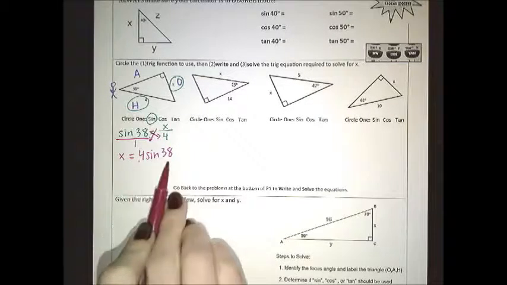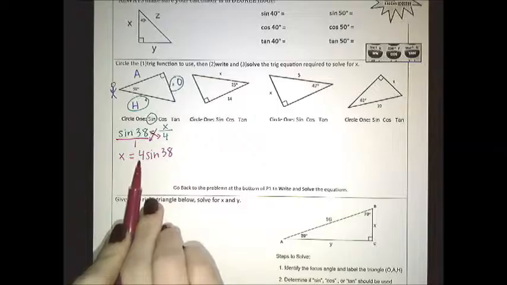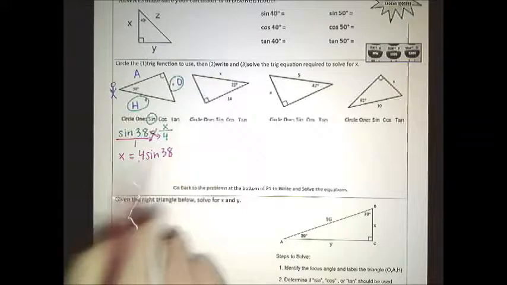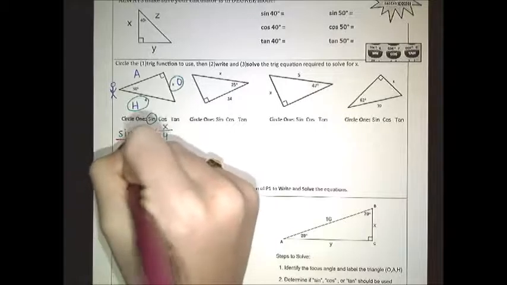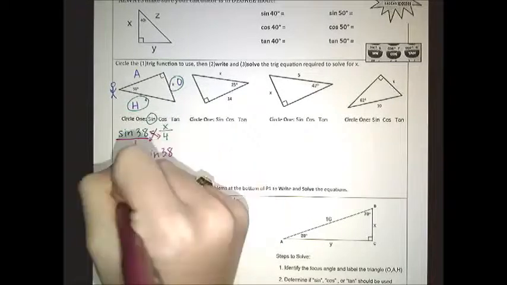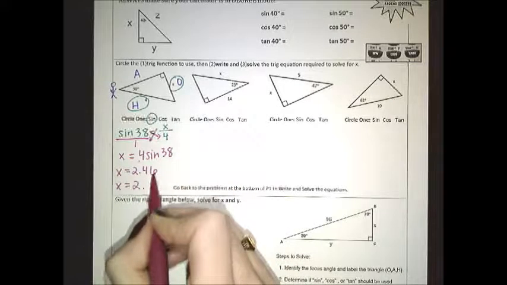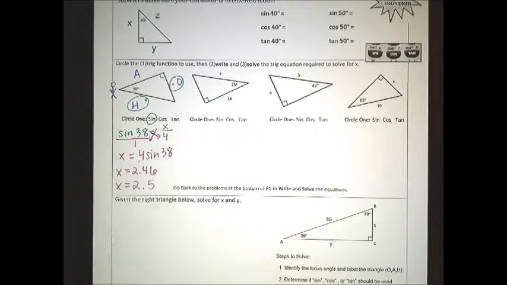Alright, now we just type this in our calculator. So you type 4 times the sine button and then 38. And you should end up with x equals 2.46. And if you round that to the nearest tenth, the 6 makes the 4 round up to a 5.